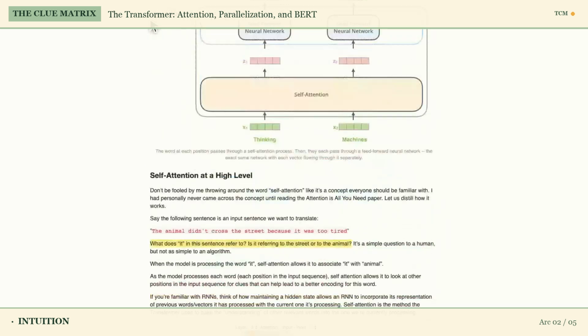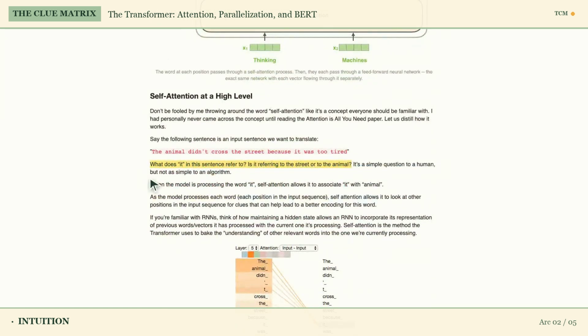Consider the sentence, "The animal didn't cross the street because it was too tired." Humans know what "it" refers to, but for a machine, what does "it" in this sentence refer to? That's a classic ambiguity problem. Without context, it could be the street or the animal.